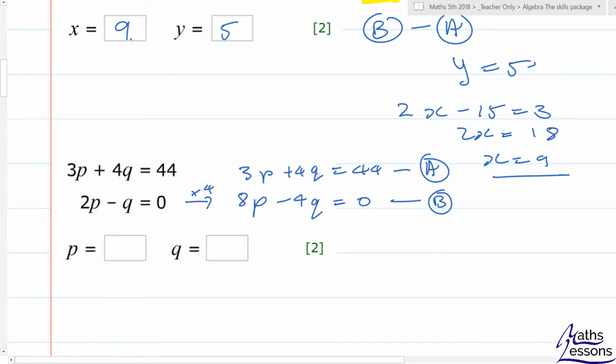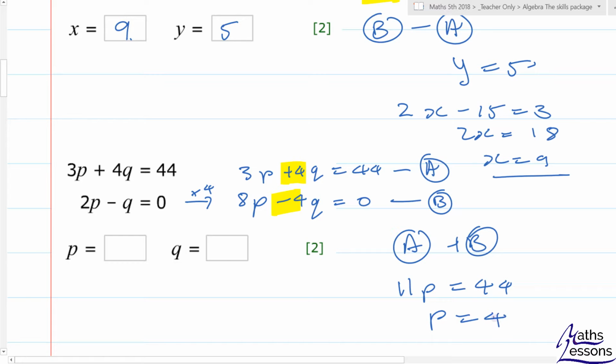And this time we're going to add them because the symbols are different. You've got a plus and a minus. So if you add them, they will cancel. So 3p plus 8p, you do A plus B, is 11p. And 4q plus minus 4q is no q's, and that will equal 44 plus 0. So p equals 4.